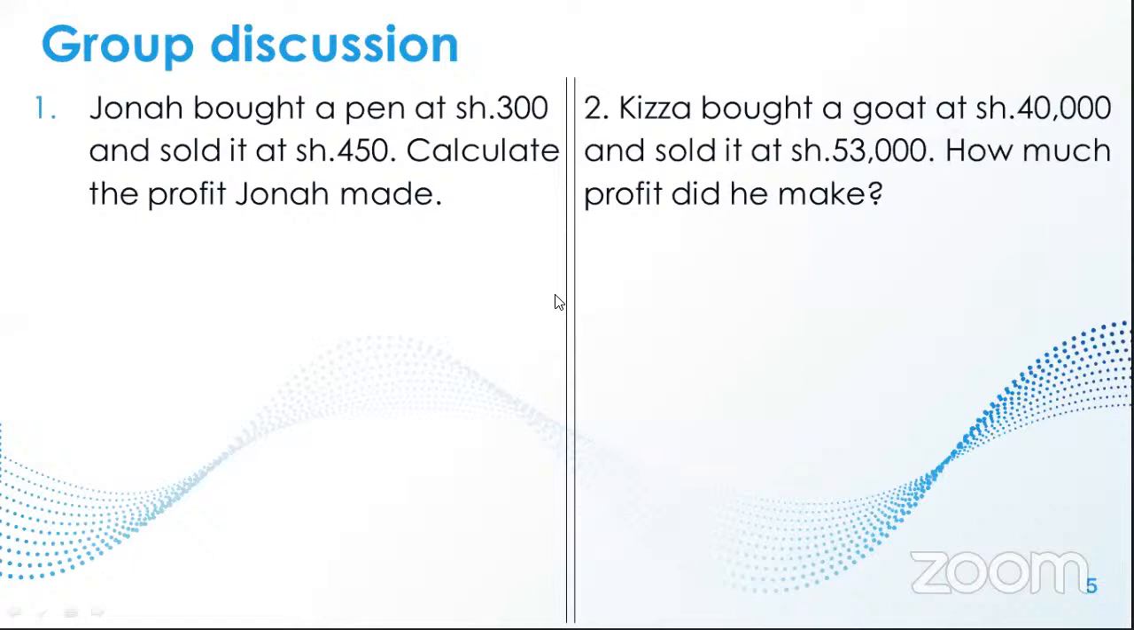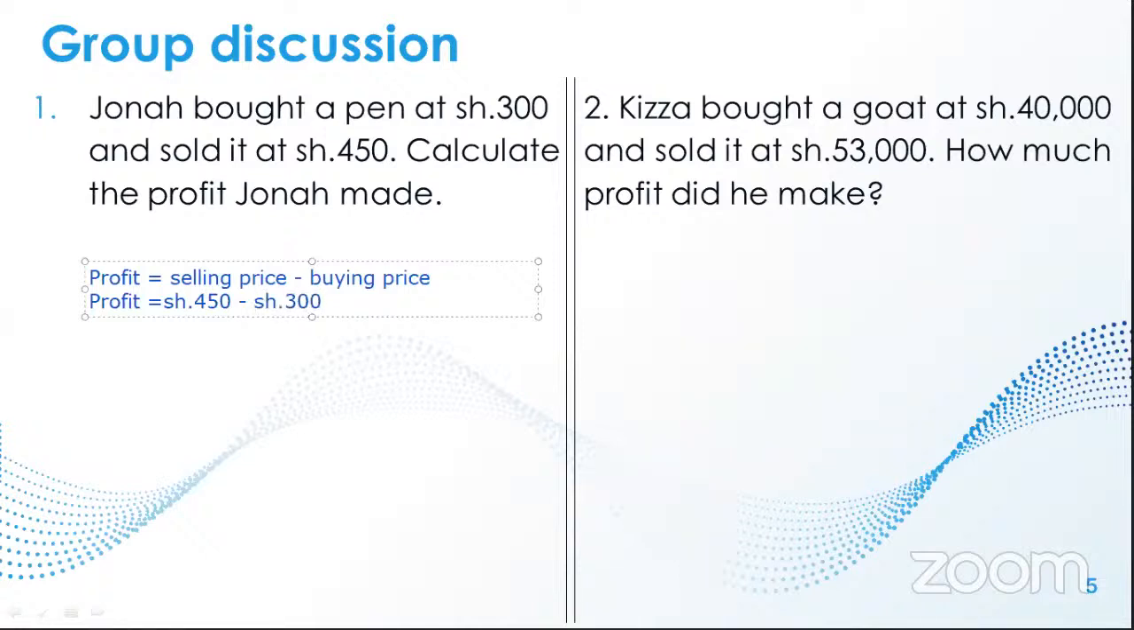We write profit equals selling price subtract buying price. Very good. Continue. Profit equals, now, what is the selling price first? You write selling price first. The selling price is 450 shillings, minus the buying price, 300 shillings.